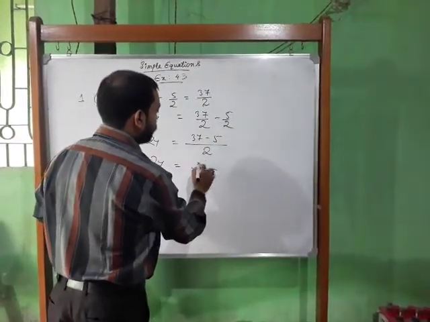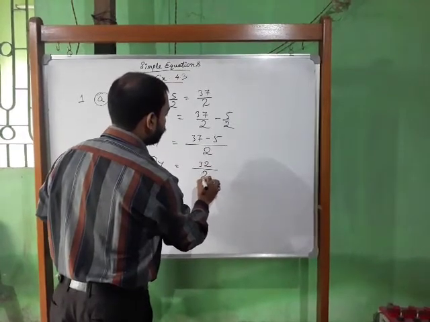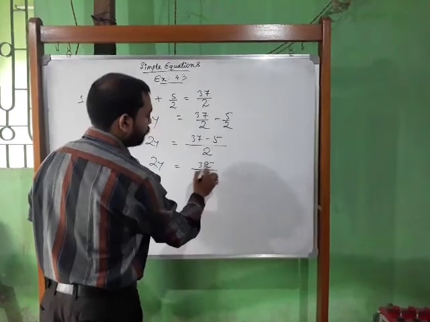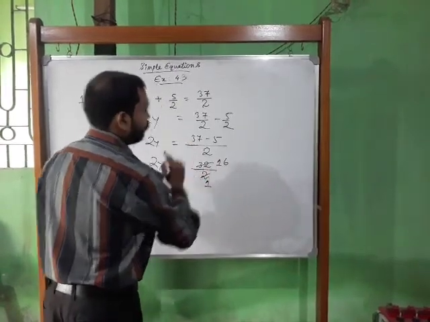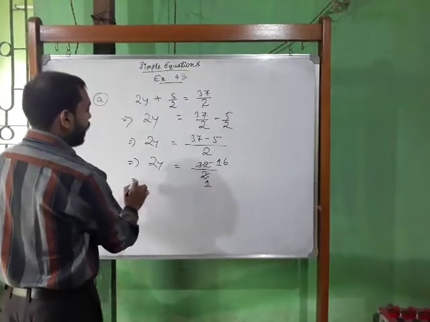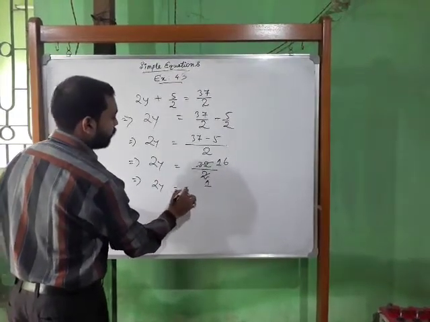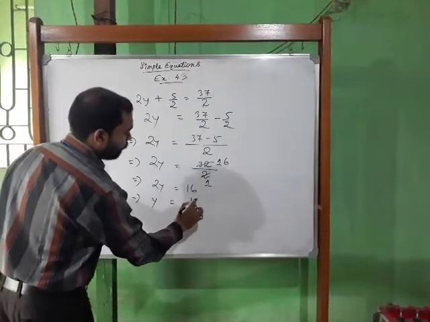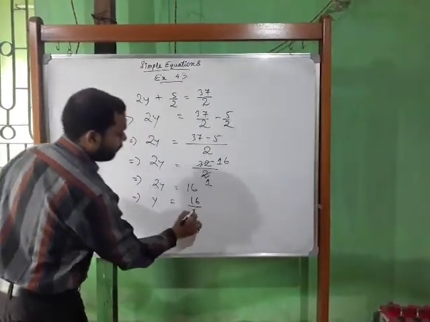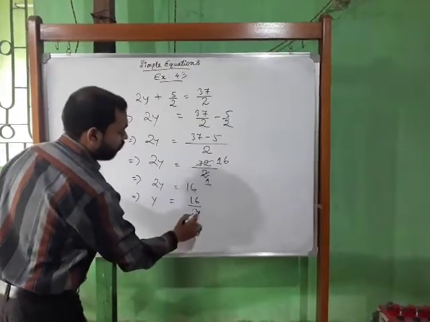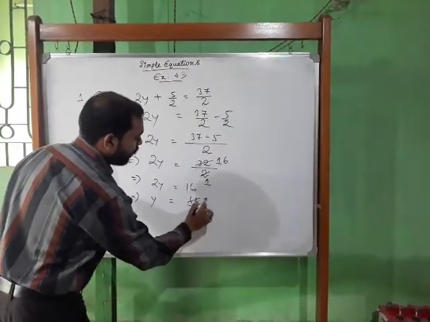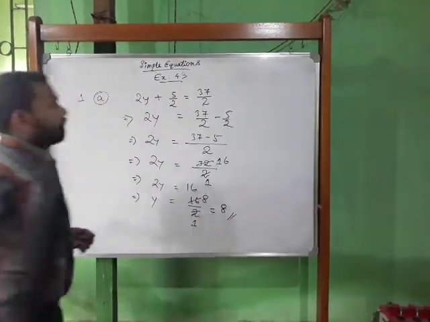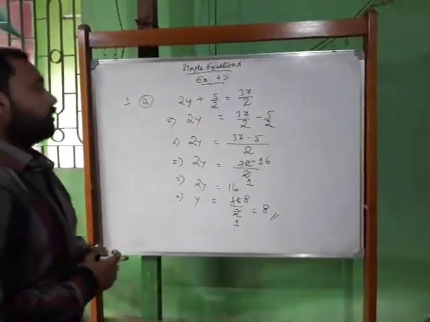It is 32/2. Now reduce it. 2 1 is 2, so 16. 16/1 we can write as 16. Therefore, what will be the value of y? It will be 16 by this 2 will become divide. Okay. So 2 1 is 2, 2 8 is 16. So 8/1 it is 8. So this is the solution of this equation.